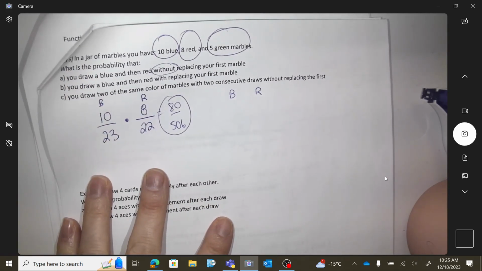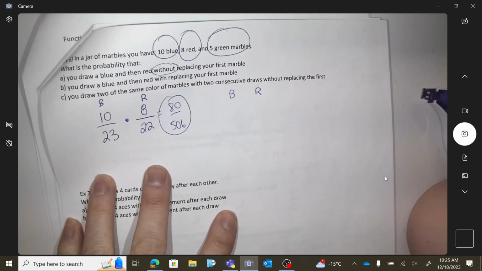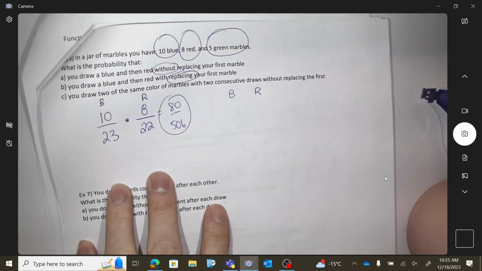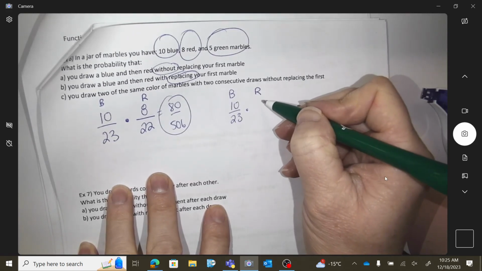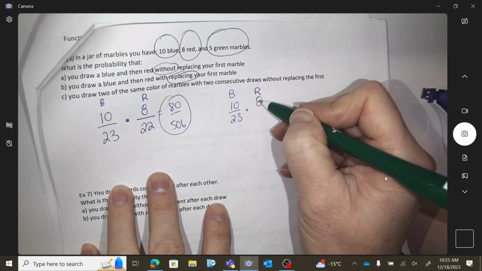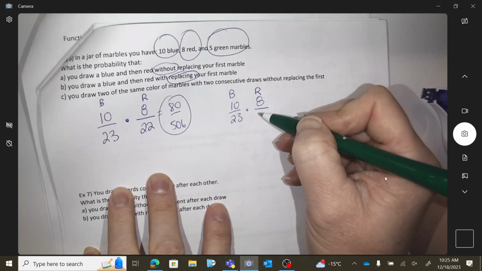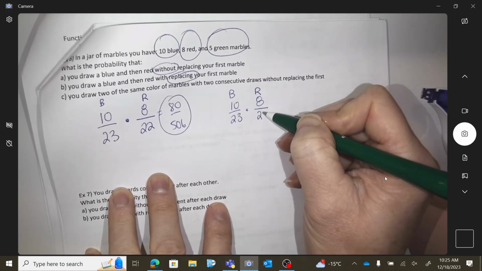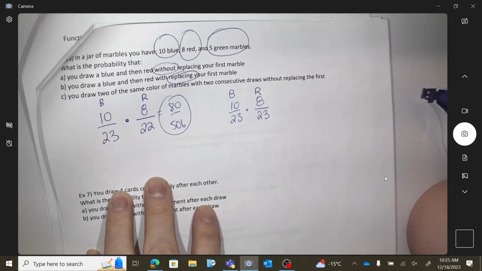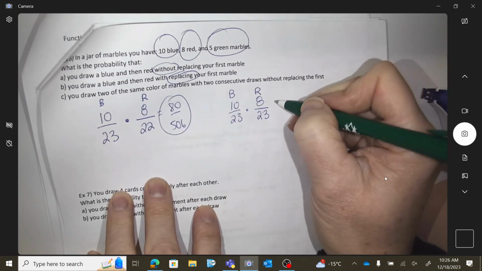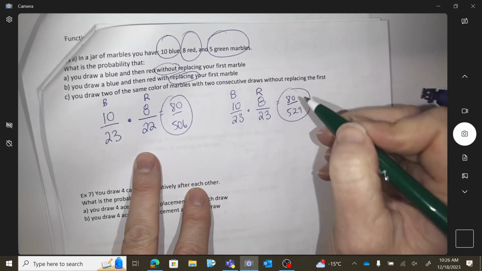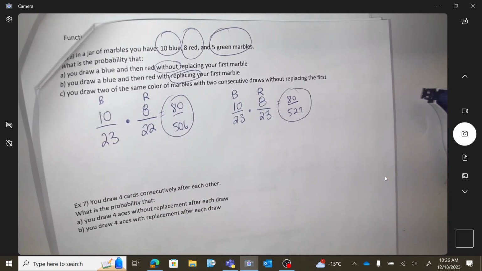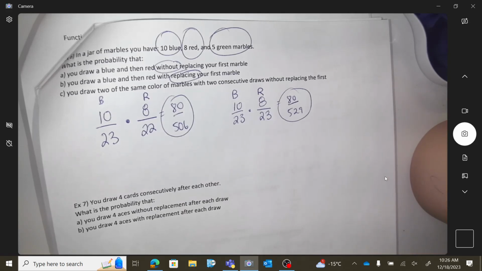Question B, you draw a blue and then a red, but you put it back. So you draw that blue, so that's the same. Then you draw the red, so the 8 is the same, but the only thing that changes in this question is the 23 on the bottom because you put that back in. Okay, last question on this.